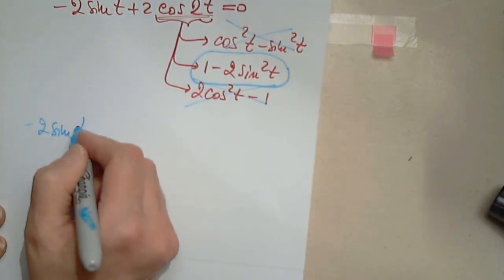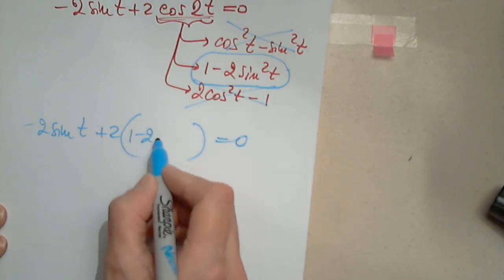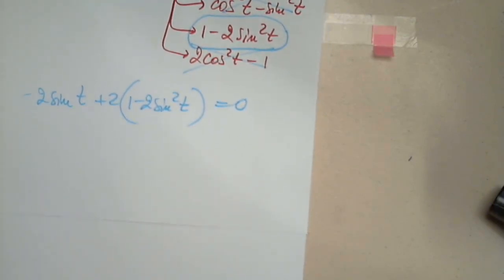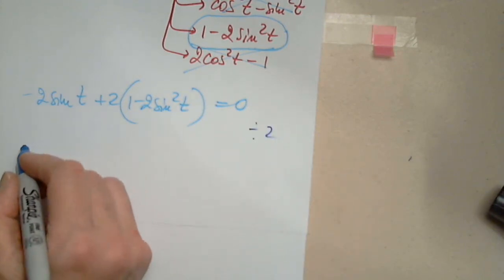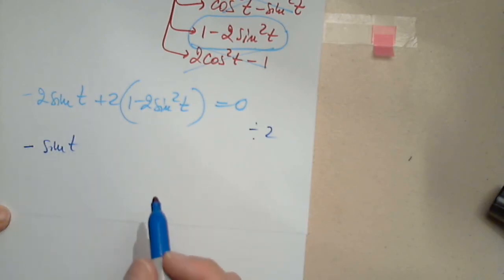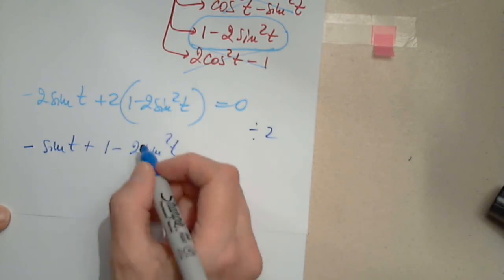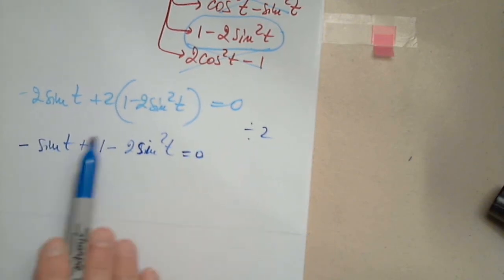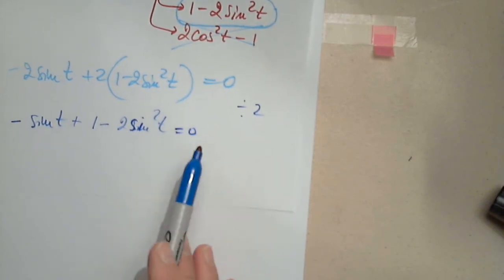Negative 2 sine t plus 2, and in parentheses I write this, 1 minus 2 sine squared t. And then I distribute, but I really don't want to distribute. I want to divide both sides by 2, this by 2 and this by 2. So then I have negative sine t plus 1 minus 2 sine squared t. So I divided this term by 2, and I got negative sine t. I divided this term by 2, and I got 1 minus 2 sine squared t.